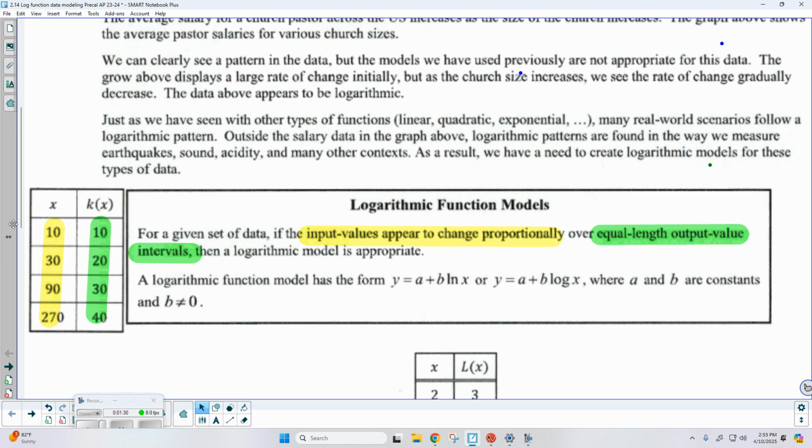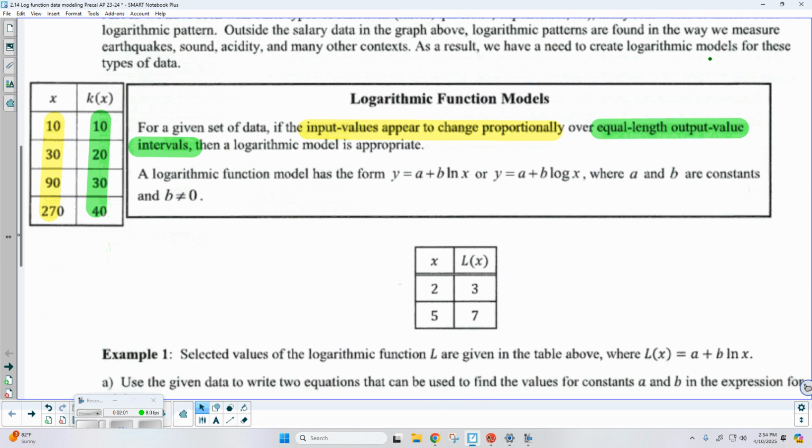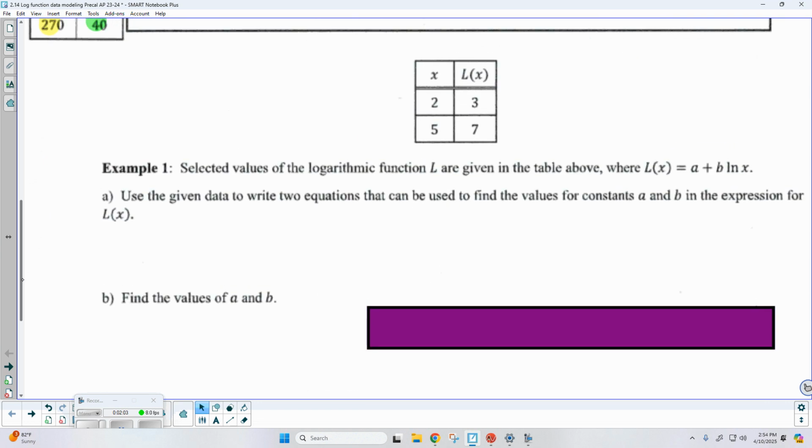So let's see what this box says. For a given set of data, if the input values appear to change proportionally over equal length output value intervals, then a log model is appropriate. And we've been talking about this over the past couple of weeks. Here's an example that I pulled from a previous lesson. So the x's are changing proportionally, or as we say, change multiplicatively, and the y values are evenly spaced. Remember, that was going to be a logarithm. If I switched those two patterns, remember that was an inverse exponential. Okay, well, let's get right to it.